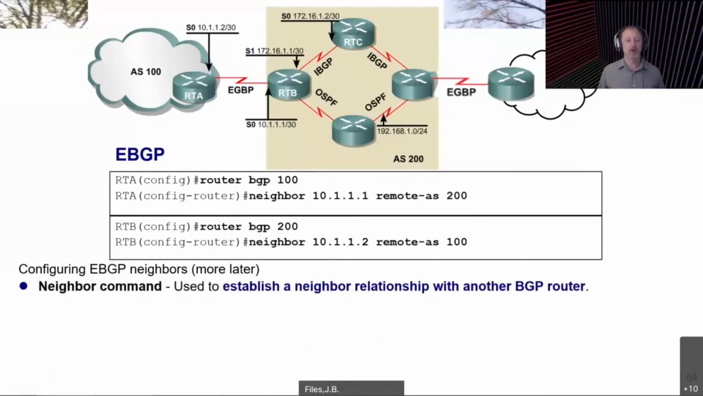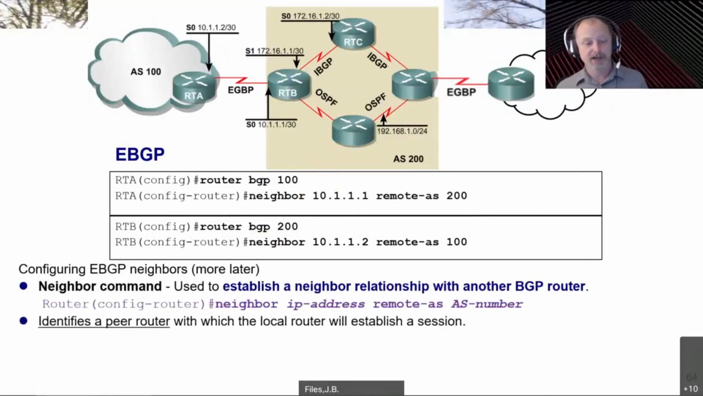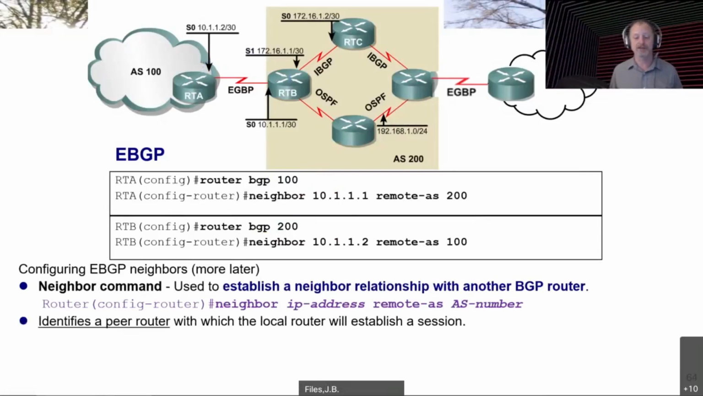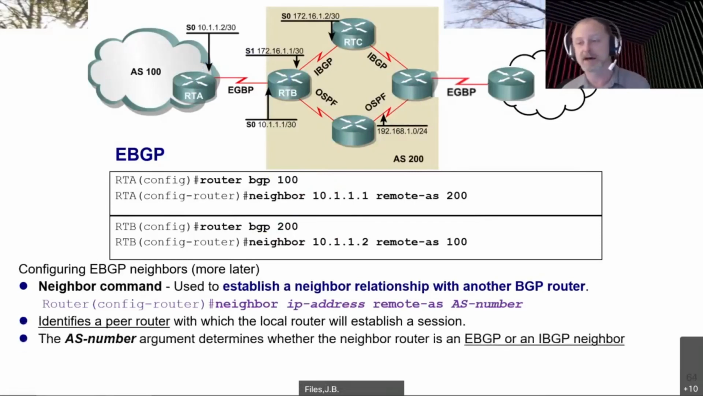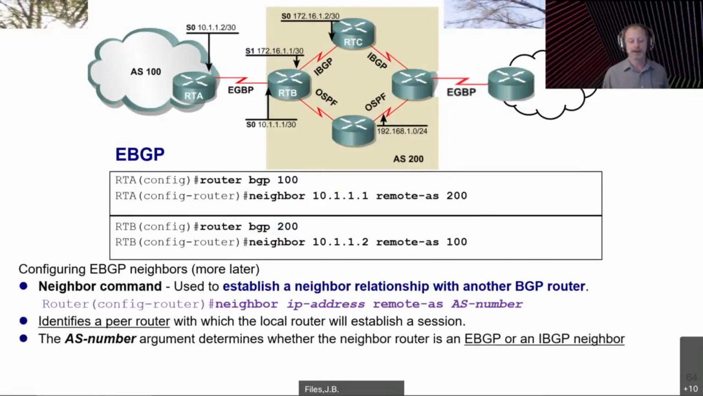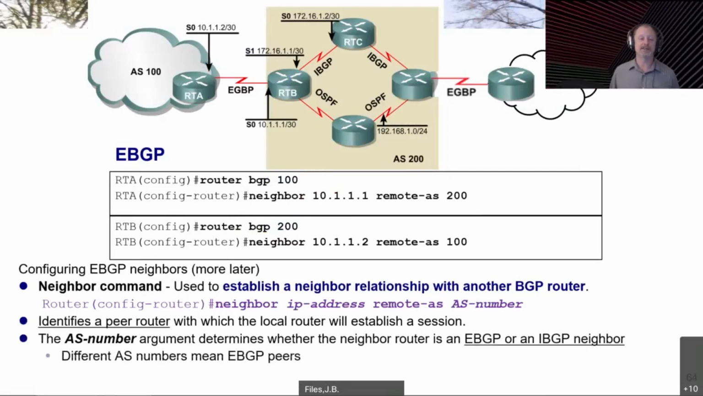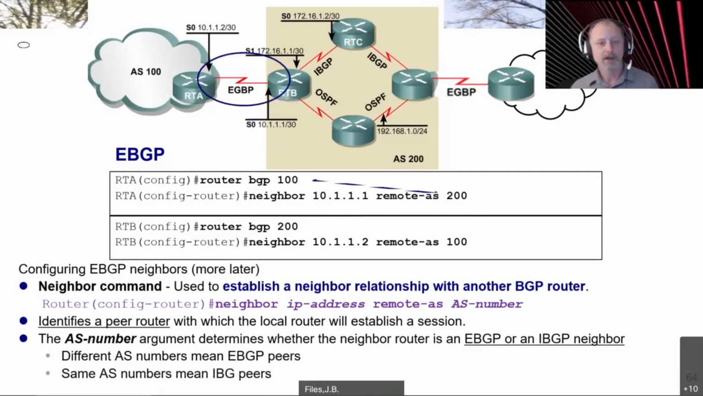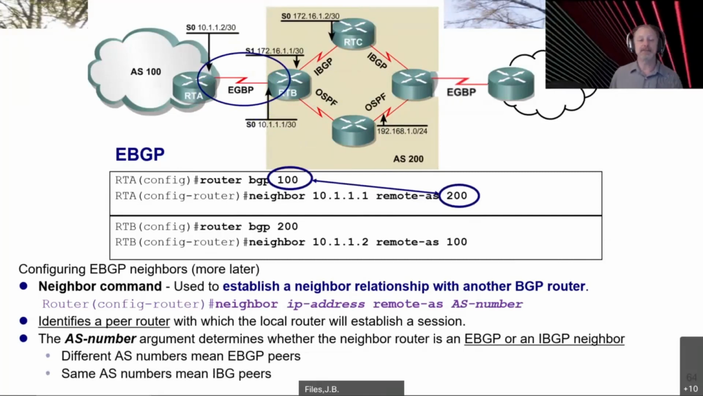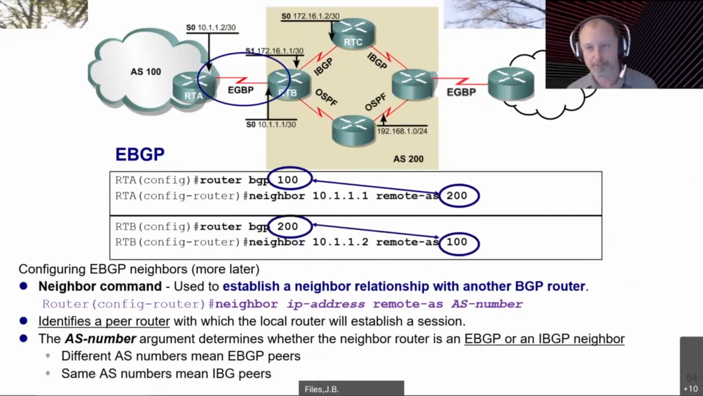And this is what it looks like. We have the neighbor command, and we have the IP address of the neighbor, and then we tell it what the autonomous system number is of that other neighbor. So that's going to determine if it's eBGP or iBGP. So here it's eBGP, right? Because 100 is different than 200.